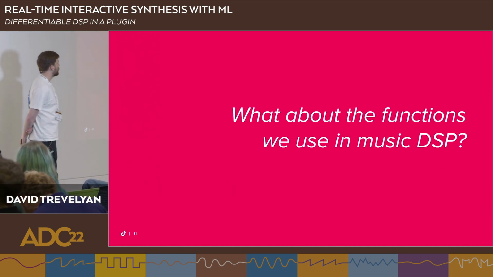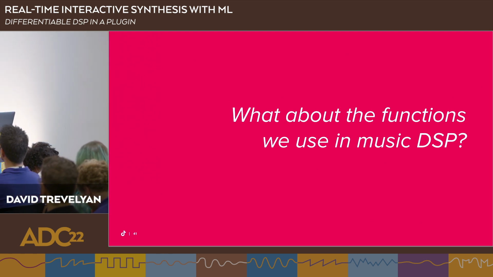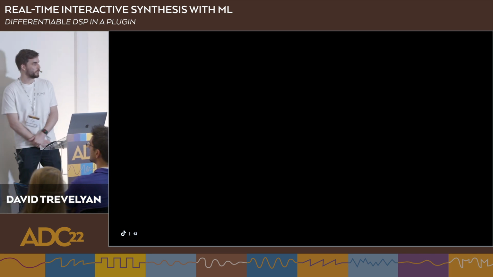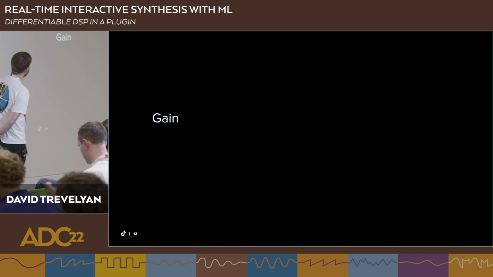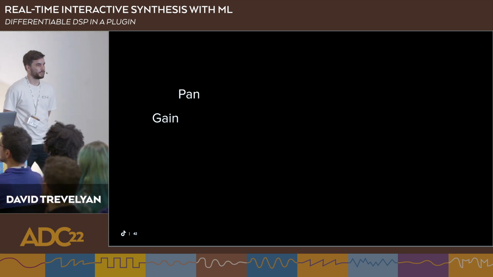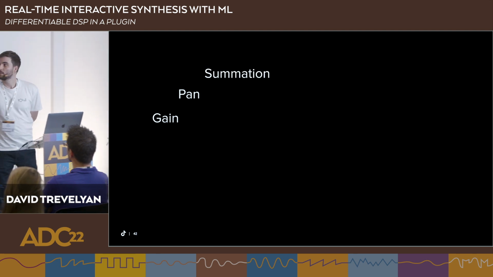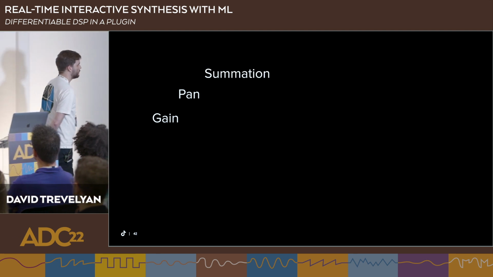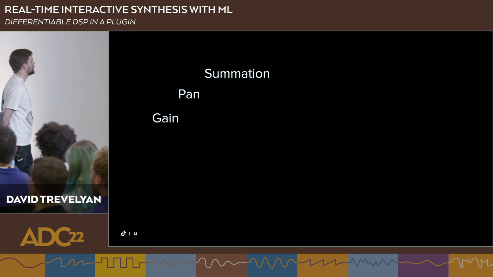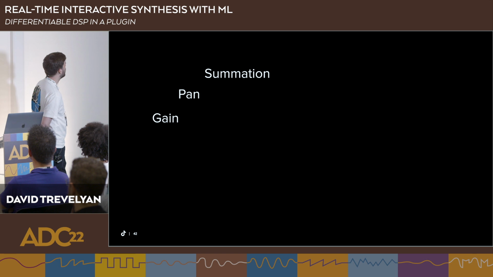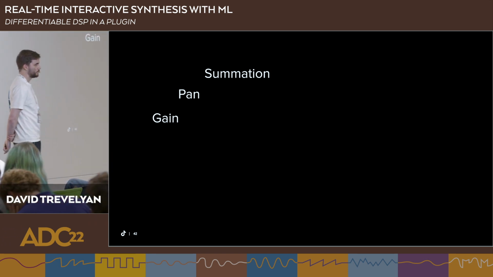All right, so what about the functions we use in music DSP? Which ones of those are differentiable? Well, it's mostly good news. So we've just seen that gain is differentiable. If gain is differentiable, then pan's differentiable, right? Summation's differentiable. The sum of the derivatives is the derivative of the sum. The linearity of the derivative. And with those three things, we've already got ourselves a mixer.